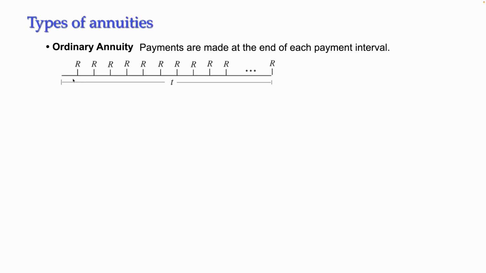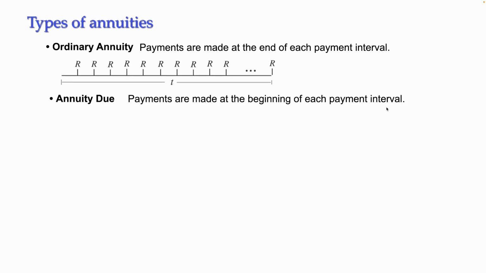So the first one is the ordinary annuity, when the payments are made at the end of each payment interval. This type of annuity looks like this. If you think of time as a line, then the first payment is made at the end of the first payment interval, and the last payment is made at the end of the last payment interval. Opposite to that, we have what is called the annuity due. And an annuity due is one when the payments are made at the beginning of each payment interval. So they look like this.